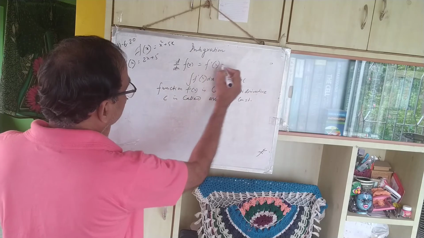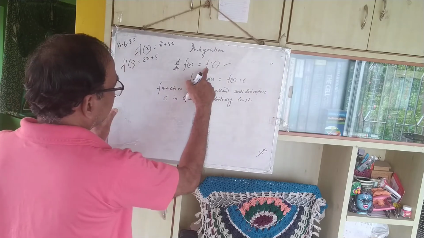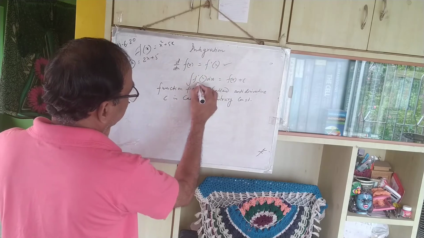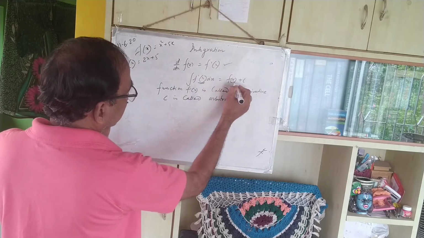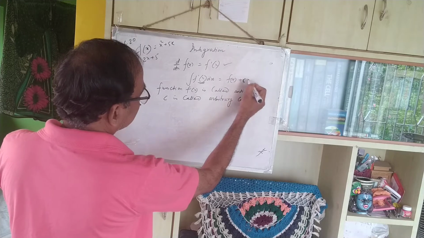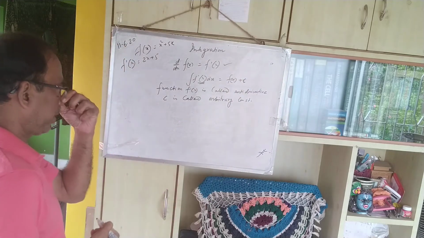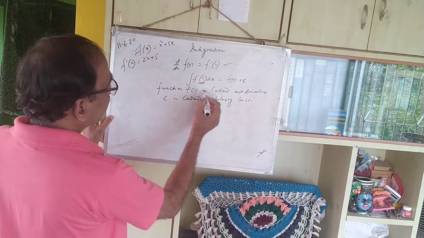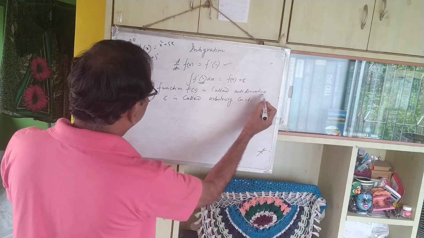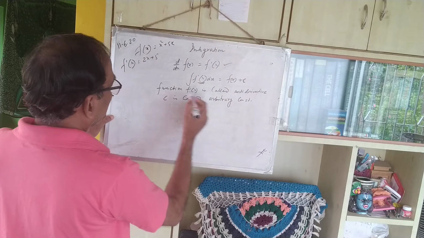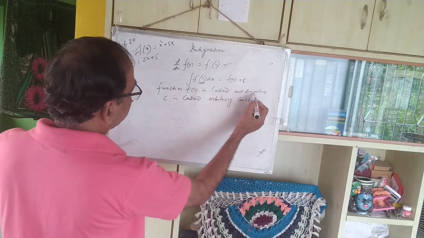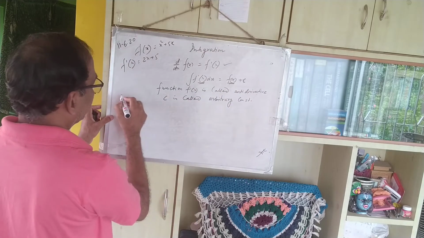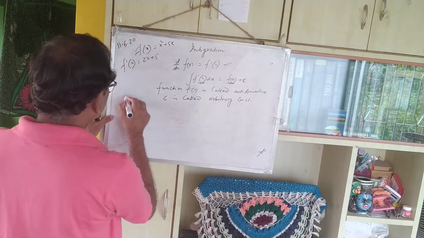d/dx of f(x) is f dash x. What is f dash x? It is the derivative of f(x). Integration of the derivative is f(x) plus c, where c is an arbitrary constant. A function f(x) is called anti-derivative. Anti-derivative means integration.